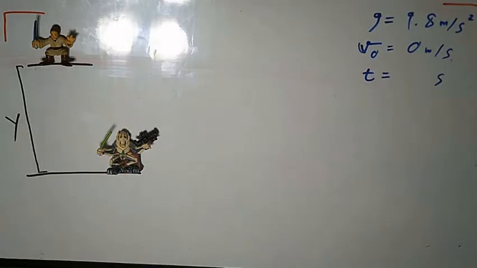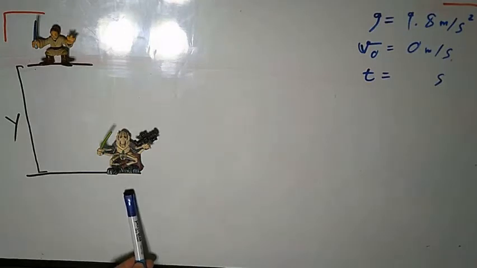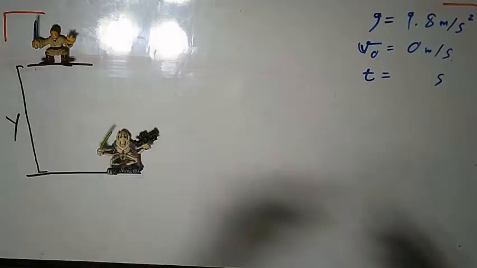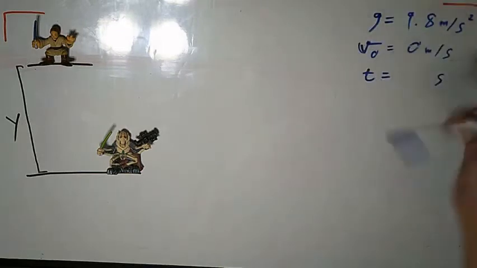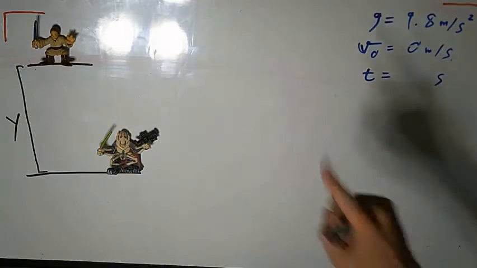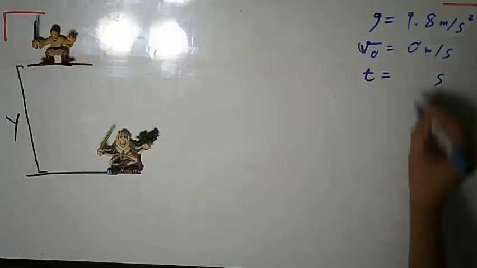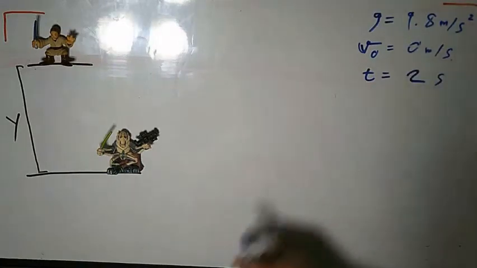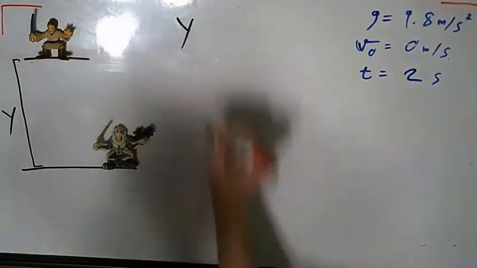Okay, here's our basic setup. We got General Kenobi up top, we got General Grievous down at the bottom. We've got our height represented by y. Now, what do we know? We know the acceleration due to gravity is 9.8 meters per second squared. Our initial velocity is 0 meters per second. And for our time, we need to refer back to the video. So we can figure out it's about 2 seconds. It starts from 5 and it goes to 7.